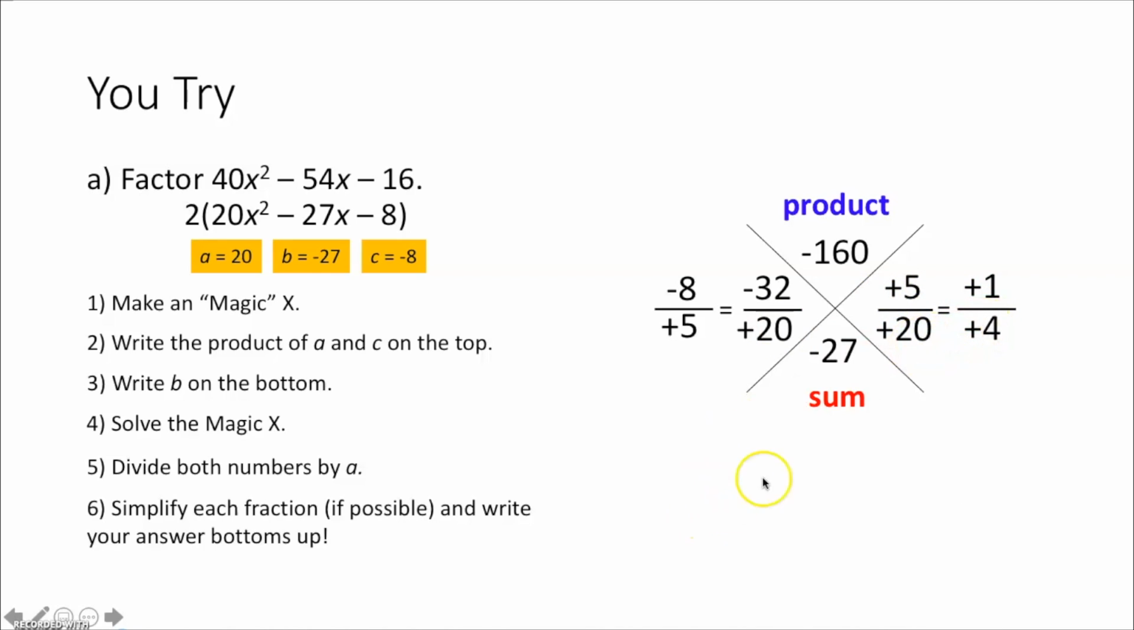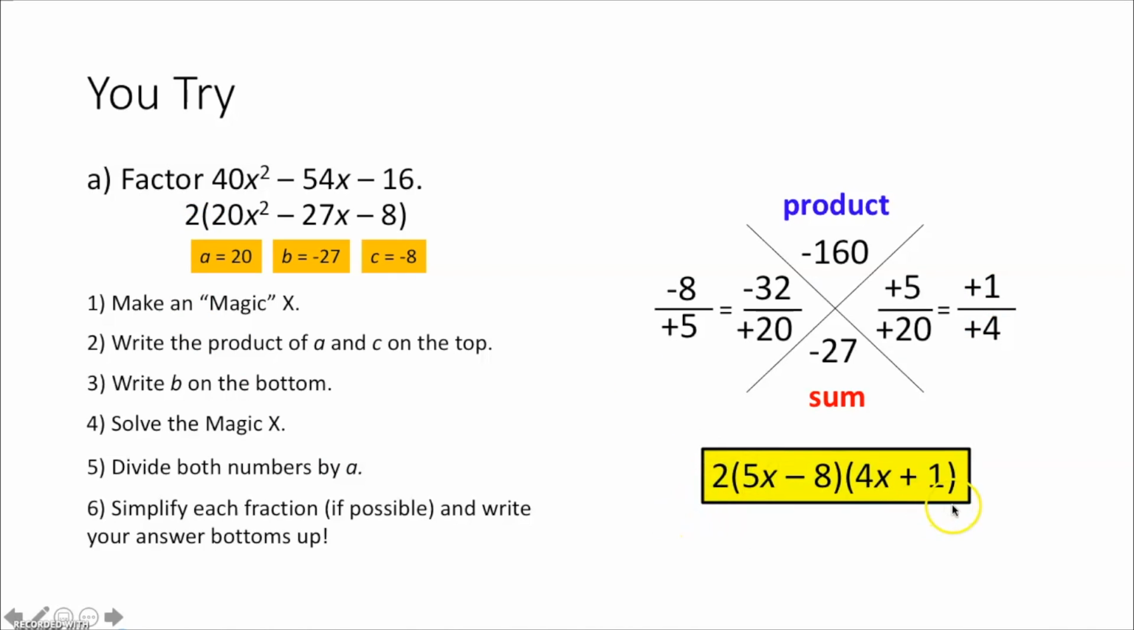You then create two sets of parentheses. In the first, you're going to go bottoms up. You go 5x minus 8. In the second, you go bottoms up, you go 4x plus 1. And don't forget, at the beginning of the problem, we factored out a 2. So that has to go in front of your set of parentheses. This is your final answer.